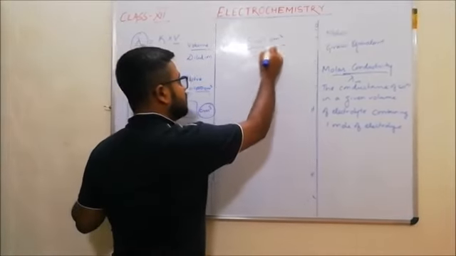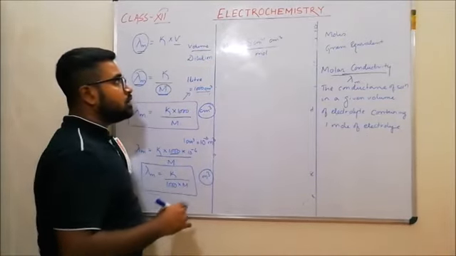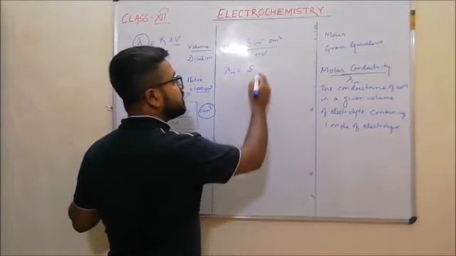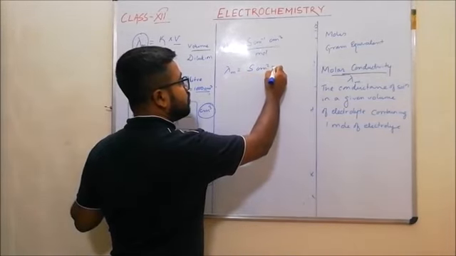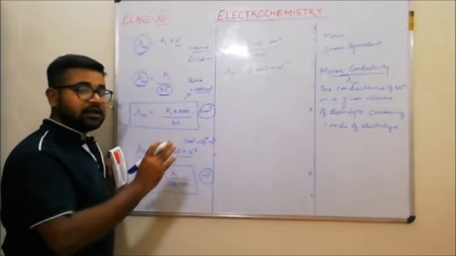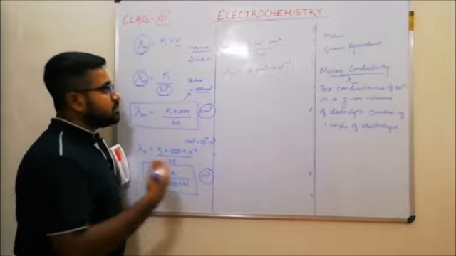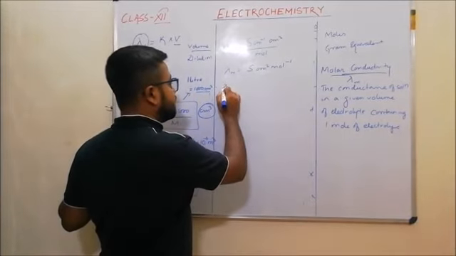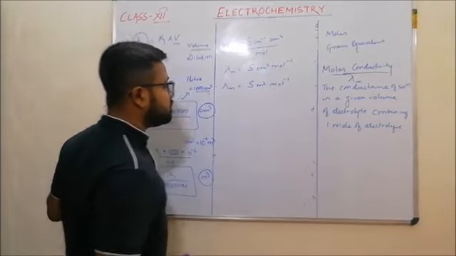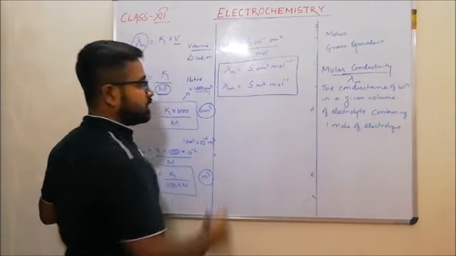What is the number of moles? M is the number of moles, so here mole. So lambda m is equal to Siemens centimeter square mole inverse. And this unit is very, very important, because during the numericals you have to convert from one unit to another. Similarly, if we go in terms of meter, then lambda m is Siemens meter square mole inverse. So these two are important units of molar conductivity.